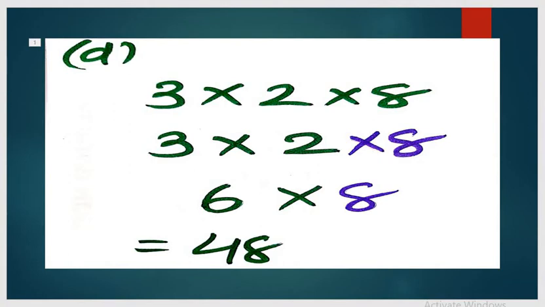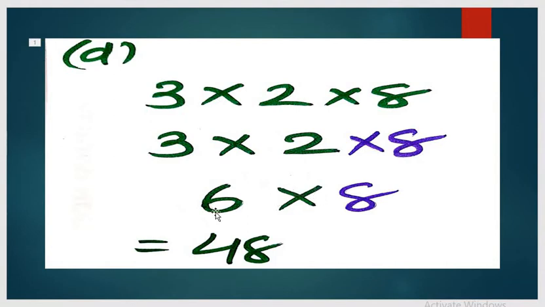Now students, 3 multiplied by 2. 3 multiplied by 2 multiplied by 8, as it is, 3 multiplied by 2. So 3 1s are 3, 3 2s are 6. So we write 6. Understood? 3 2s are 6, and then multiply by 8 as it is.